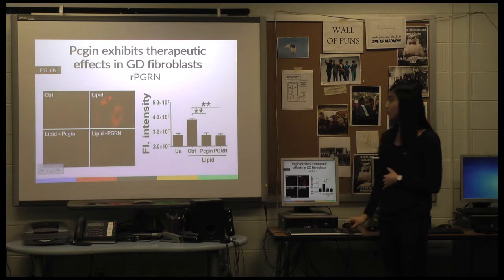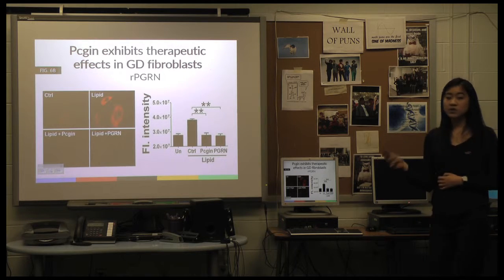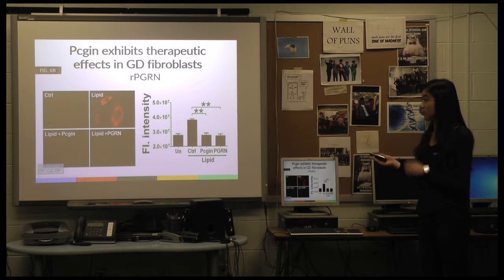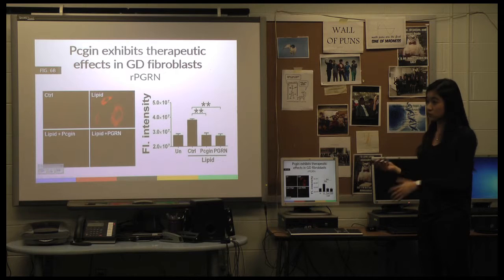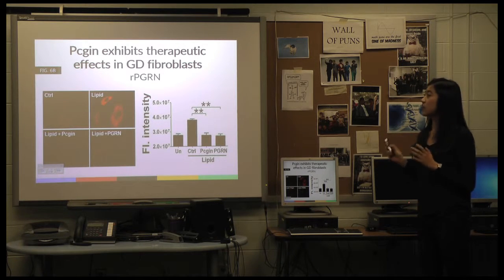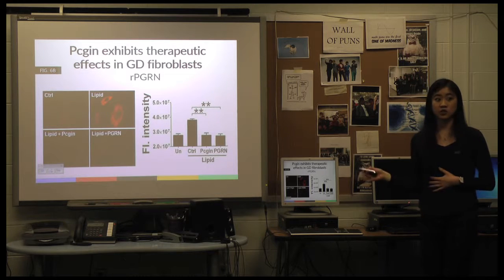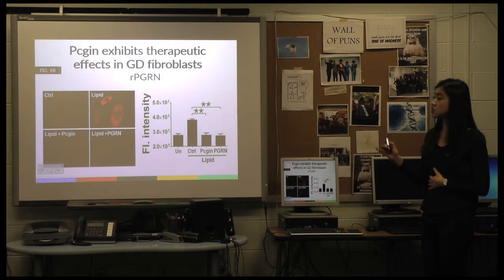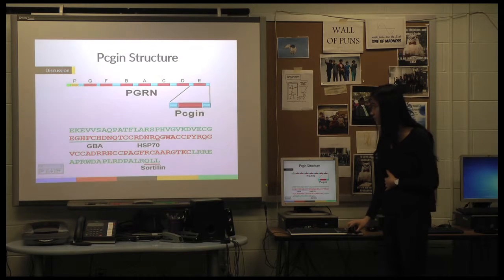Next, in order to be viable or applicable in actual drug treatment, the body will take it up as a protein. Unfortunately, we cannot transfect humans. So what we next conducted was adding recombinant progranulin. We took our fibroblasts, and instead of transfecting cells with PC-GIN, we simply added the protein. And yes, indeed, we saw that they reverted to normal, similar to the control, affirming that PC-GIN had therapeutic effects.